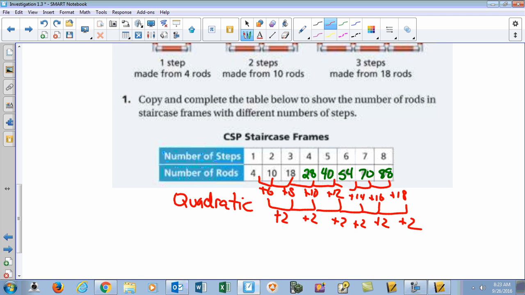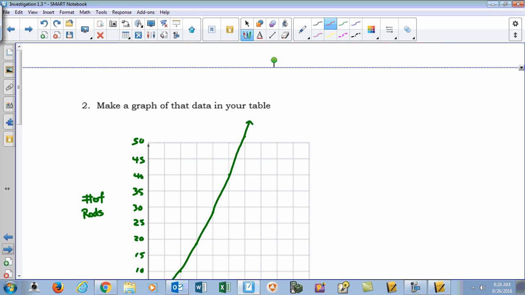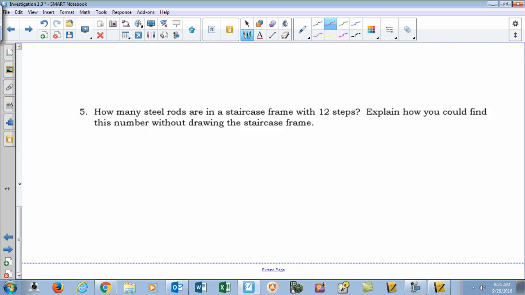That's what it's called. So it's not linear, is it? Because it's not straight and it doesn't have a constant rate of change. This is not a constant rate of change. Just a little preview.